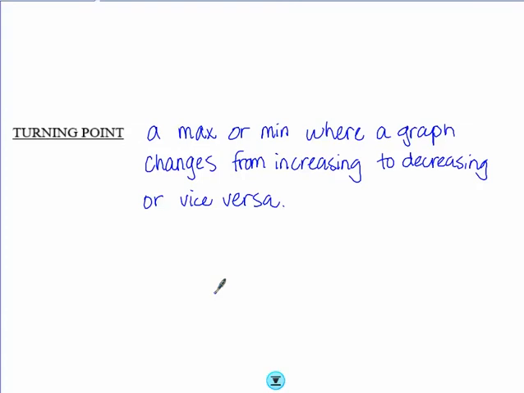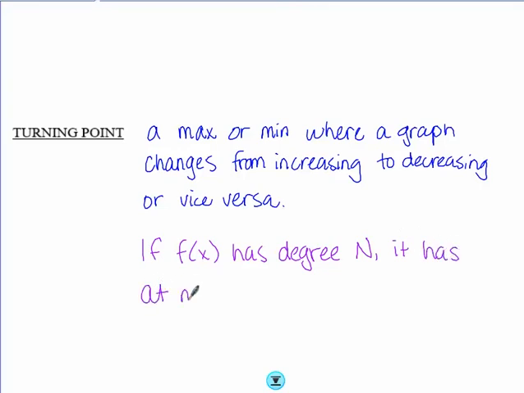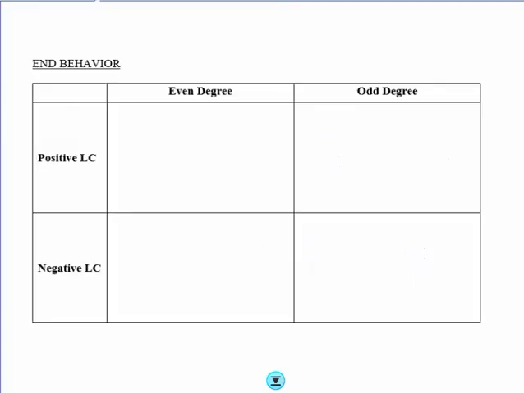Now, for a polynomial, we know that if f of x has a degree of n, it has at most n minus 1 turning points. And you'll learn more about that concept in calculus. Let's move on to end behavior.